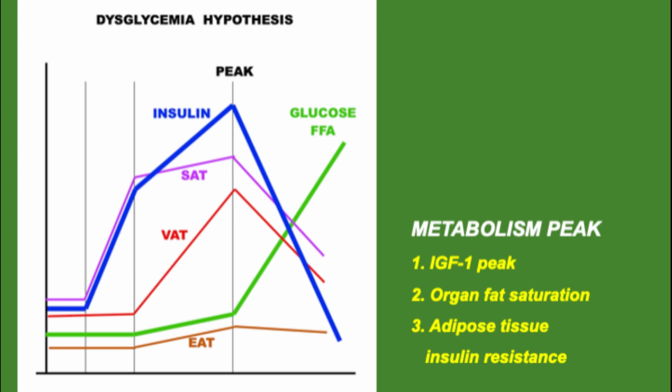Now you will appreciate that after this there is a fall in the insulin level. And what is this peak? So this peak is because the storage of fat has a limit in the body. How much fat can be stored, either as visceral fat or saturated fat, has a limit, and this limit has three factors. One is the IGF-1 peak. So the growth hormone, how much we can grow and up to what level, has a limit, and that is the IGF peak. Then organ fat saturation, meaning how much fat can be stored in the organ, also has a limit. And the adipose tissue insulin resistance.